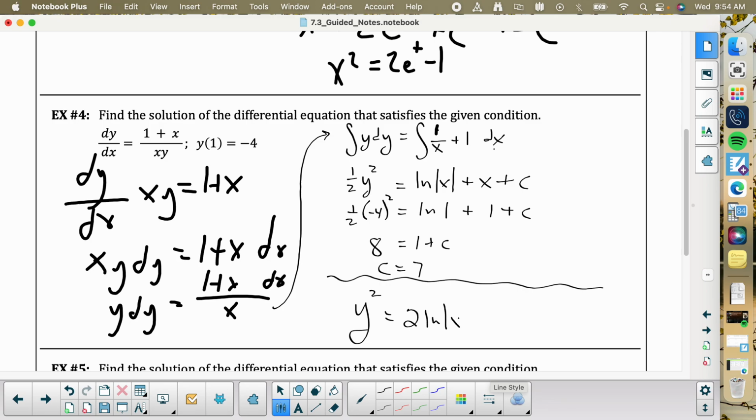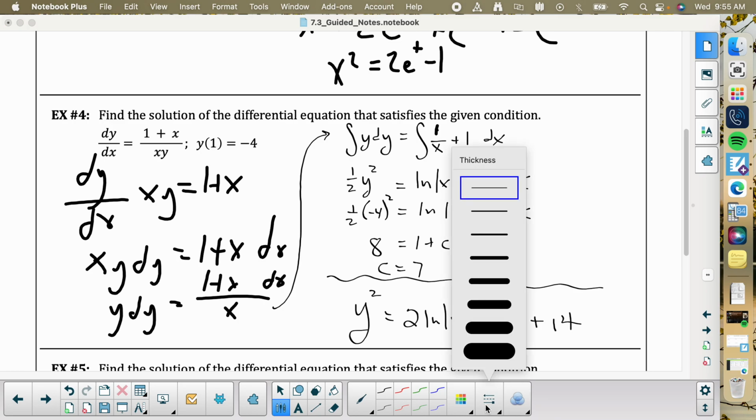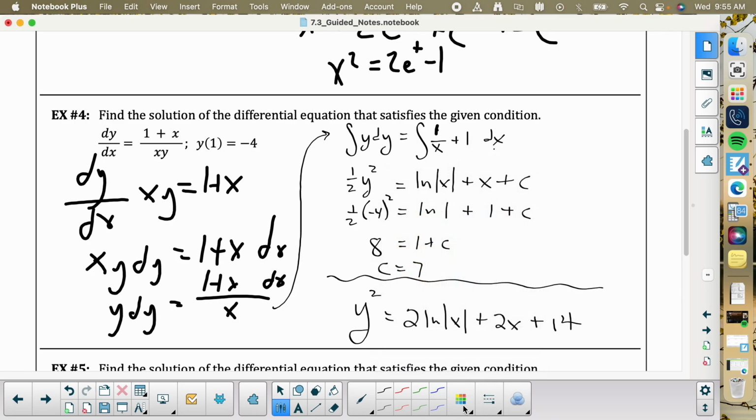Is ln 1 zero? Yeah. Wait, so why is C equal 7 when it could also equal 14? C does equal 14. Oh, wait, he keeps the 1/2 on the y squared and makes it 4. I'm not wrong. I'm so confused now.